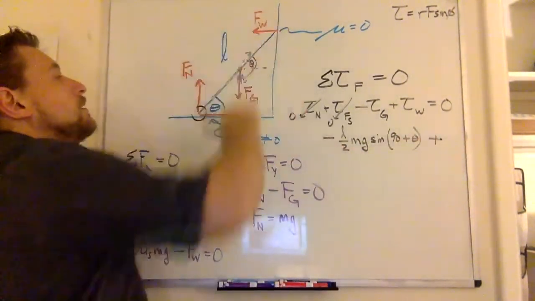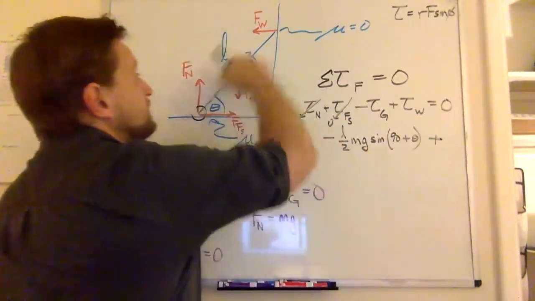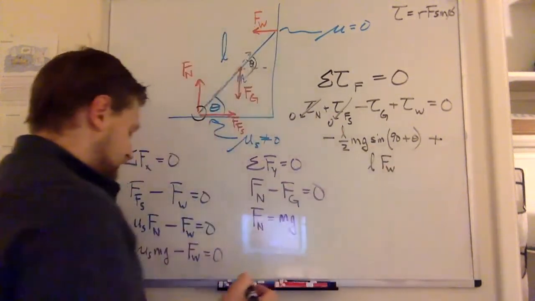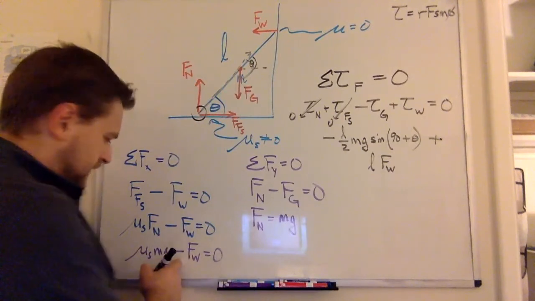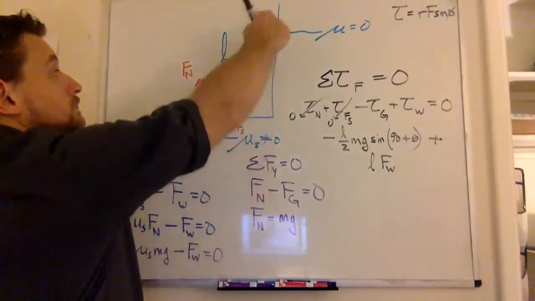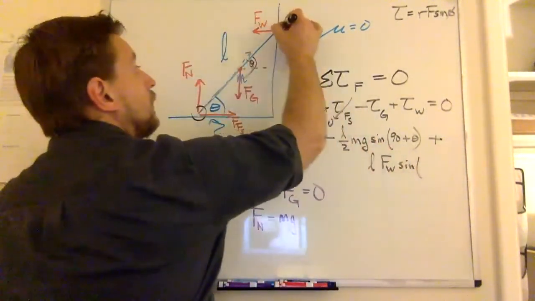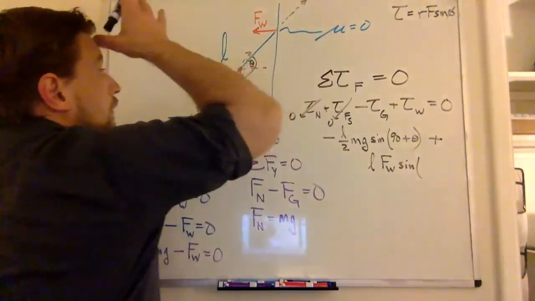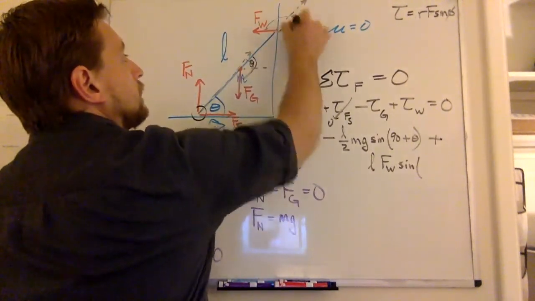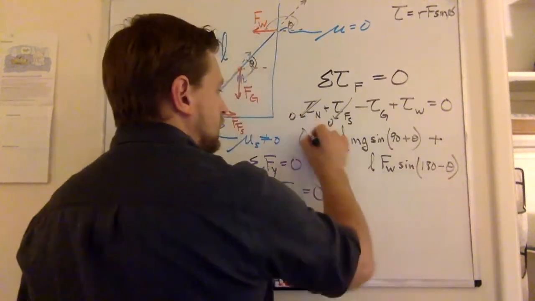Plus the torque from the force from the wall. The action distance is the entire length L. The magnitude of the force, we don't know. Or, well, actually, I guess we do know. Oh, all right, I'll fix that in a second. And the sine of the angle between this and this, that angle is 180 minus theta. And that all adds up to 0.